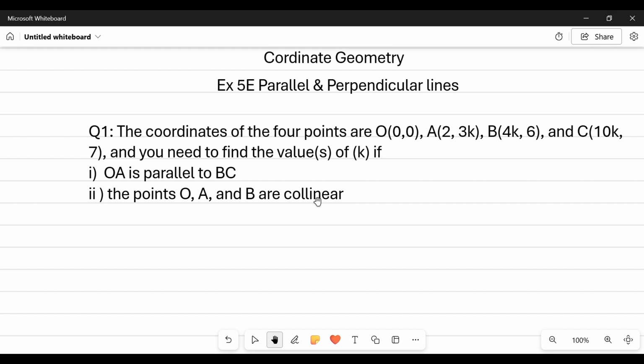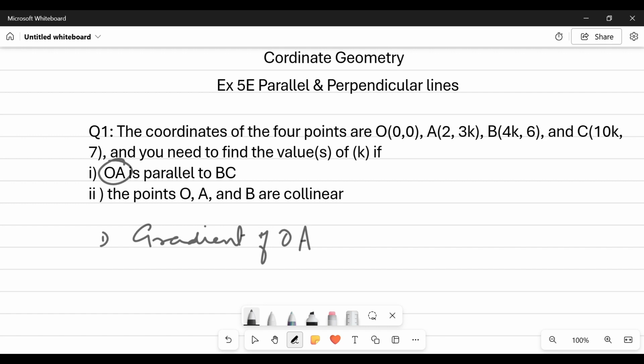In the first part, OA is parallel to BC. Whenever two lines on a graph are parallel, their slope or gradient is the same. So how are you going to solve this? First of all, you need to find the gradient of OA. This is the first step.